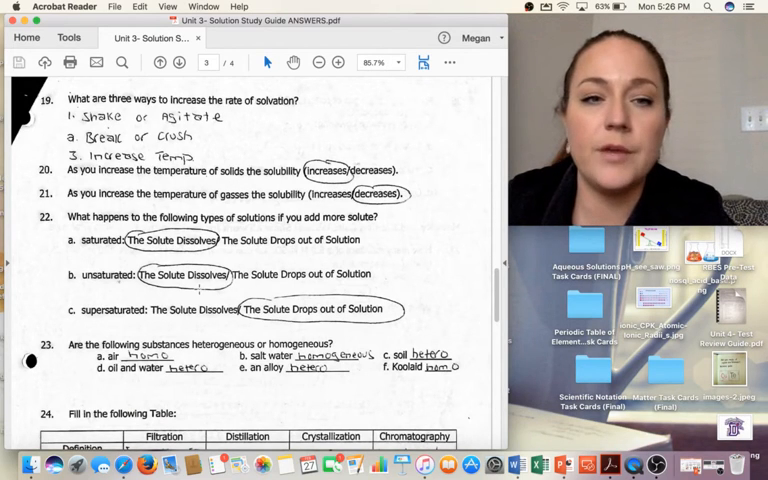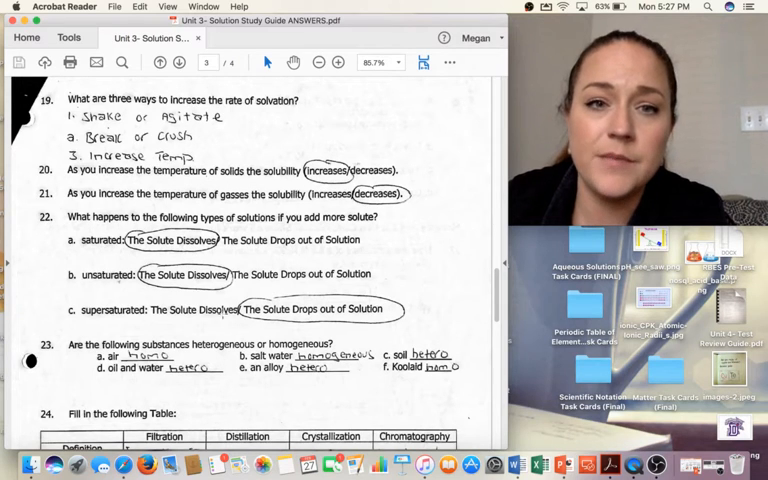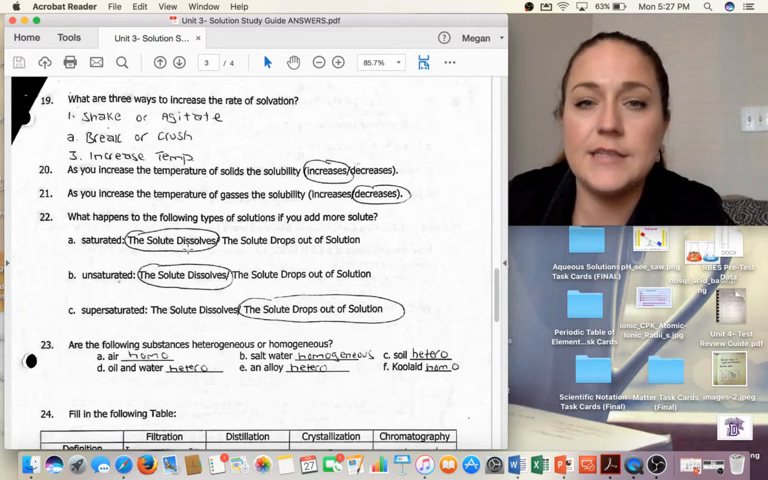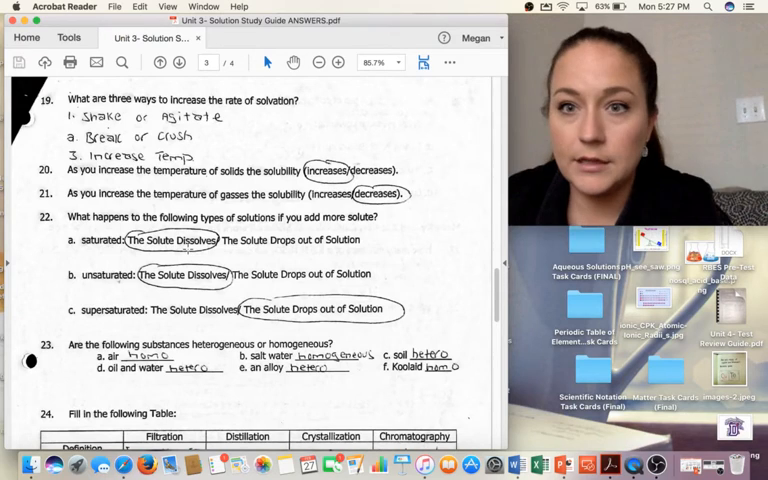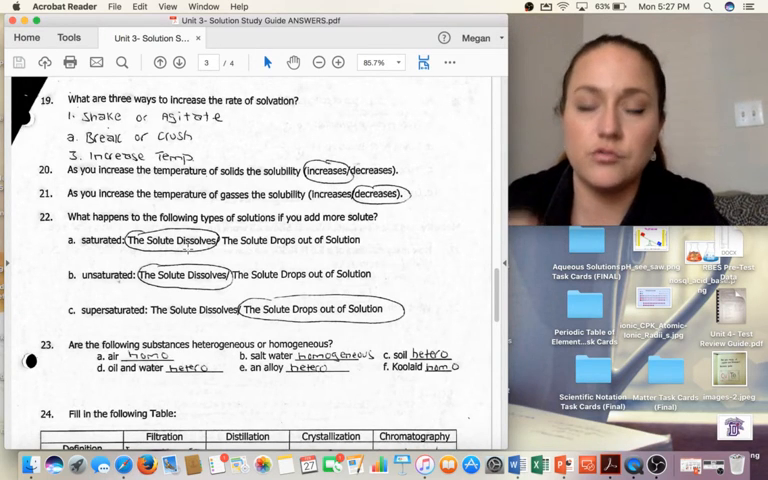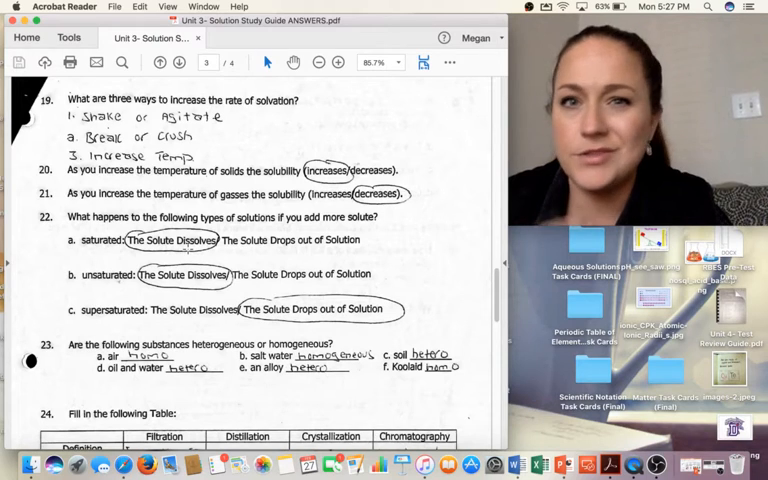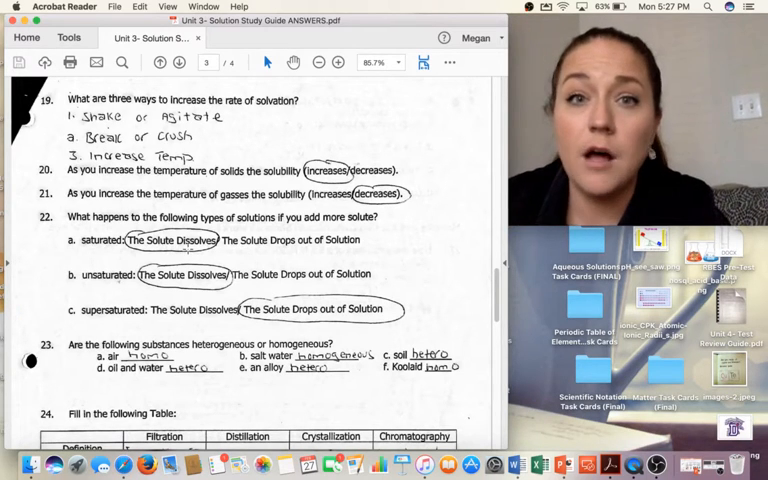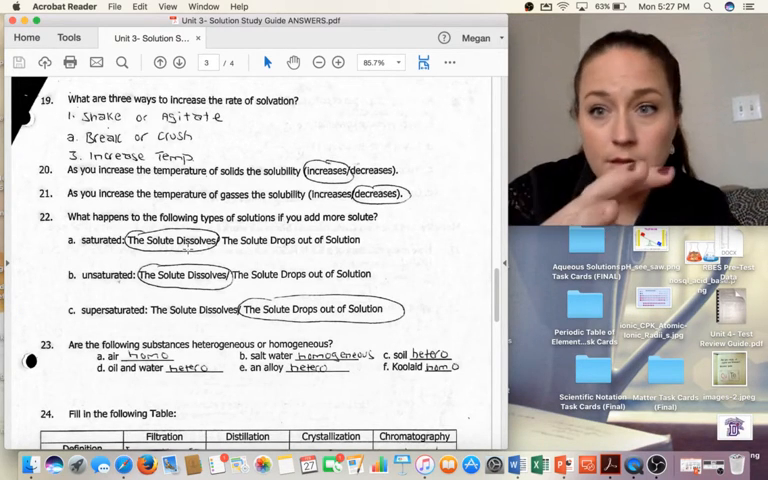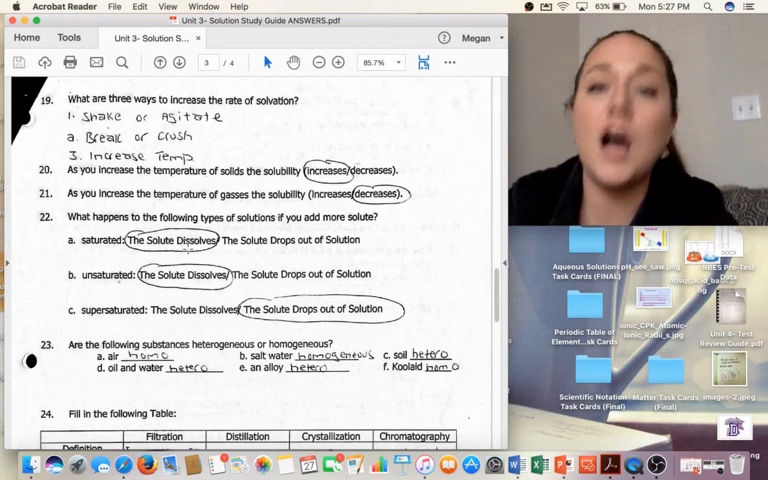What are 3 ways to increase the rate of solvation? Remember that solvation is literally the solvent surrounding the solute and pulling them apart. So things being dissolved. Now, how can I speed up this process?